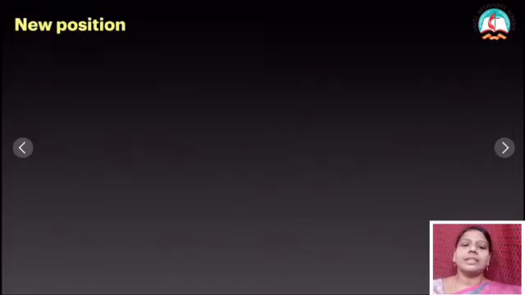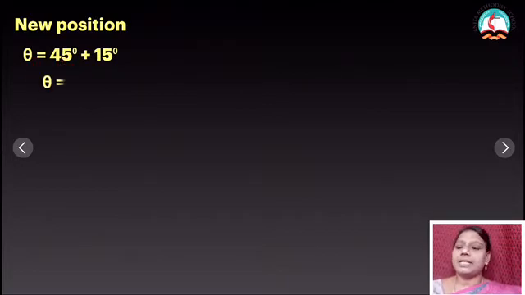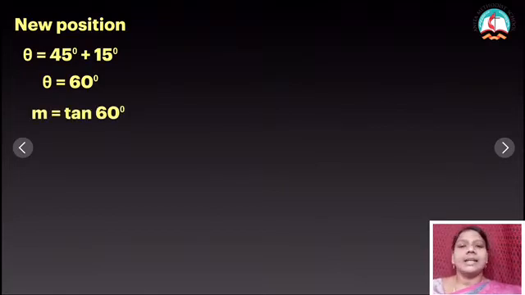Therefore, we can get the new position as 45 degree plus 15 degree. So 45 plus 15 is nothing but 60 degree. So what is the angle of the new position of the straight line? 60 degree. From this shall we find out m value? Therefore m is equal to tan 60 degree. Tan 60 degrees value is nothing but root 3.